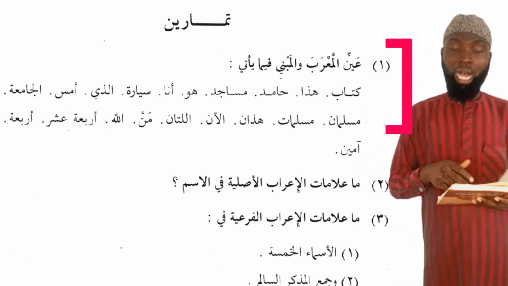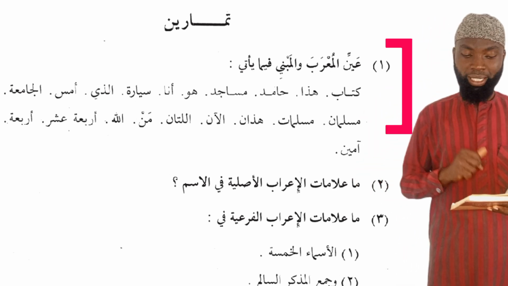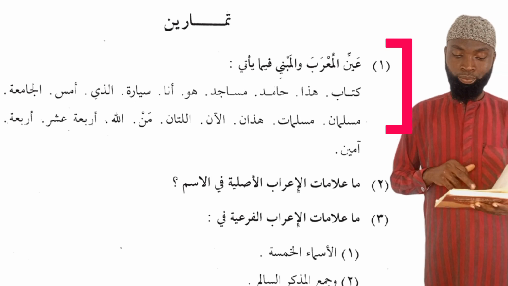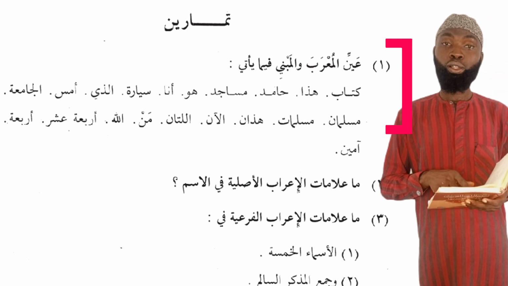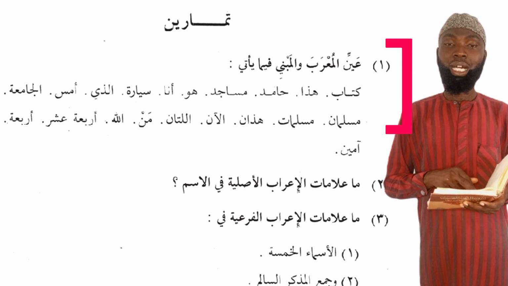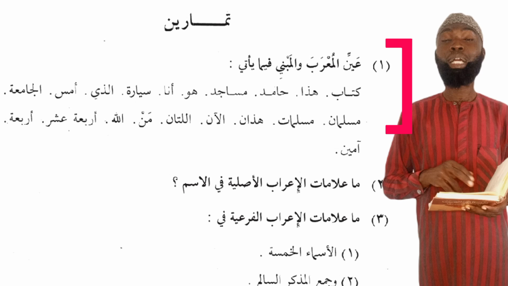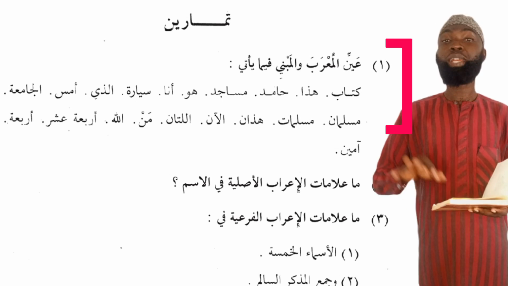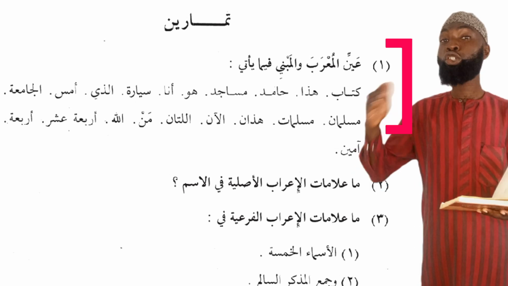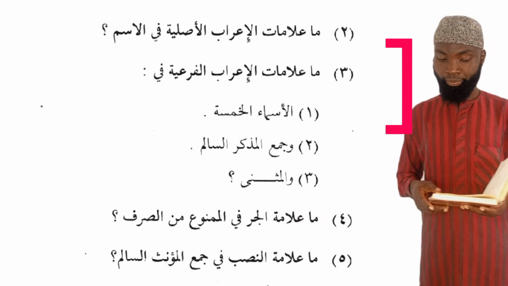Muslimat, mu'rab. Hadhani, this is under mu'rab. Al-ana, under mabni. Al-latani, under mu'rab. Man, under mabni. Allahu, under mu'rab. Arba'ata ashara, under mabni. Then arba'atun, this is under mu'rab. Then amsi, under mabni. You can see all of these words, we've been able to simplify them into the mu'rab whose endings can change and the mabni whose endings will not change.